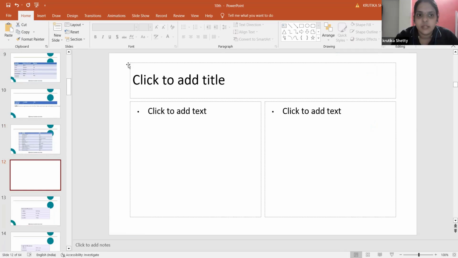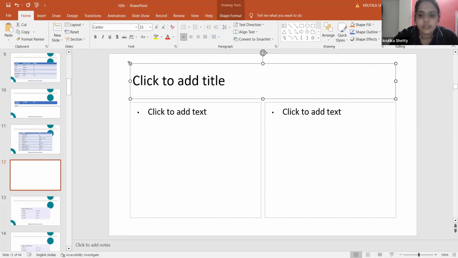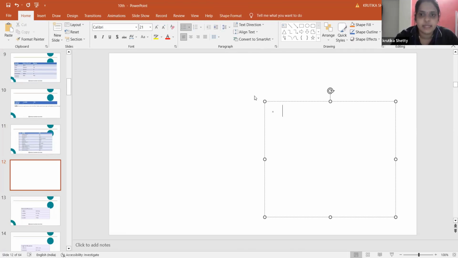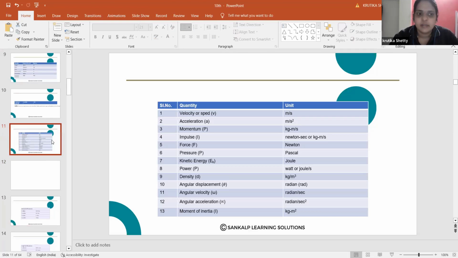Okay, so here I'll show you whatever the quantities we have. Based on that, we will practice some examples. Here, first one, velocity or speed. Look at the unit they have given, it is meter per second.